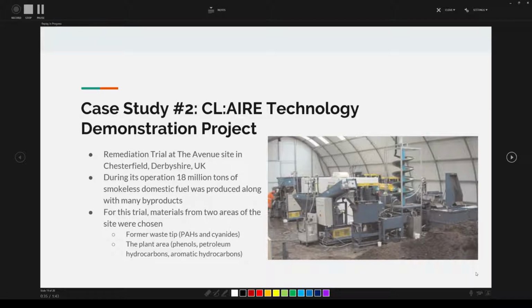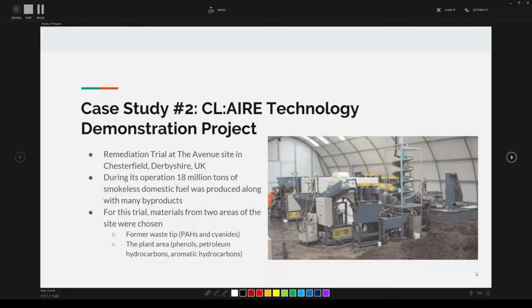During its operation period, 18 million tons of smokeless domestic fuel was produced, along with many, many byproducts. This led to extensive land and groundwater contamination associated with tar lagoons, waste tips, site soils, tanks, sumps, and redundant pipe work. The contaminants of this project include coal tars, lime sludge, acids, phenols, PAHs, VOCs, spent oxide, substances with ammonium, heavy metals, and asbestos.